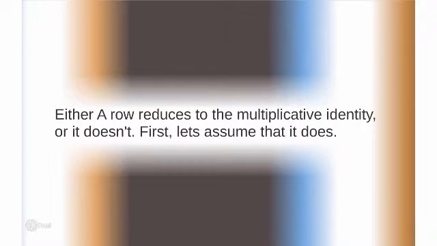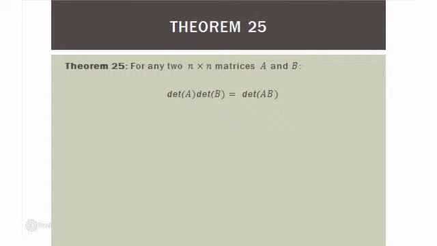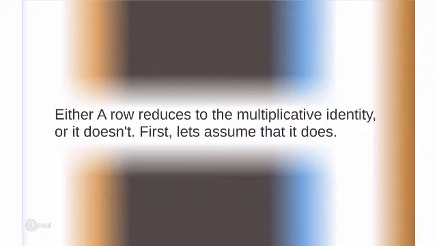Now there are two cases. Either A row reduces to the multiplicative identity, or it doesn't. So if we can show that the determinant of A times the determinant of B equals the determinant of AB in both cases, then we've proved it. So first, let's assume that it does row reduce to the multiplicative identity.